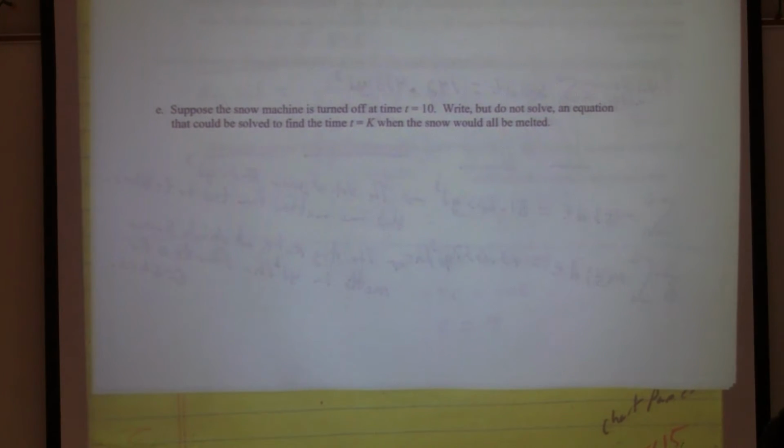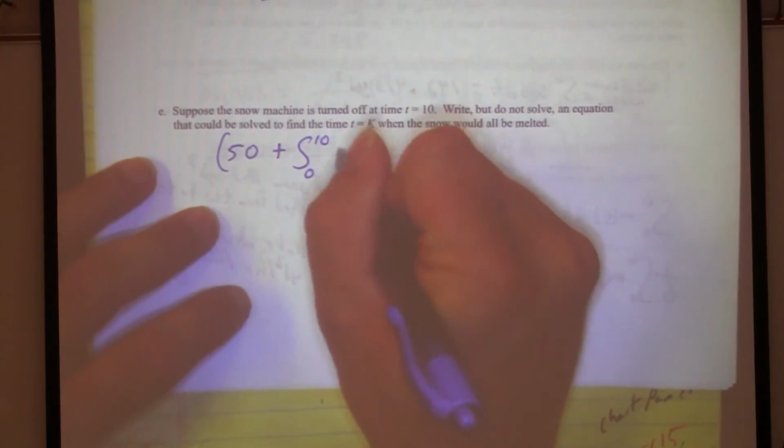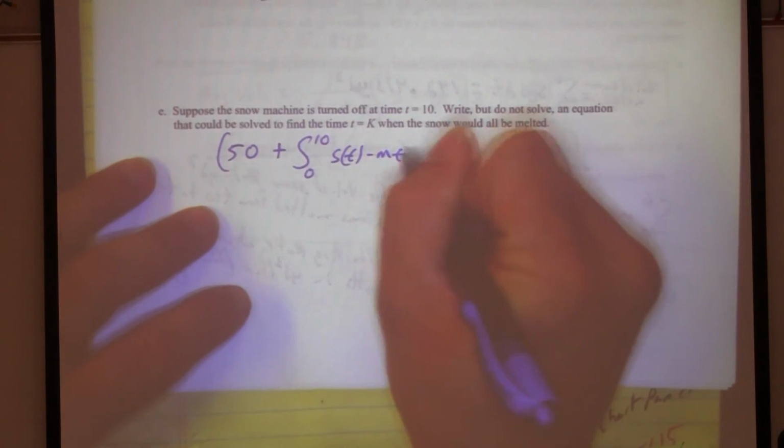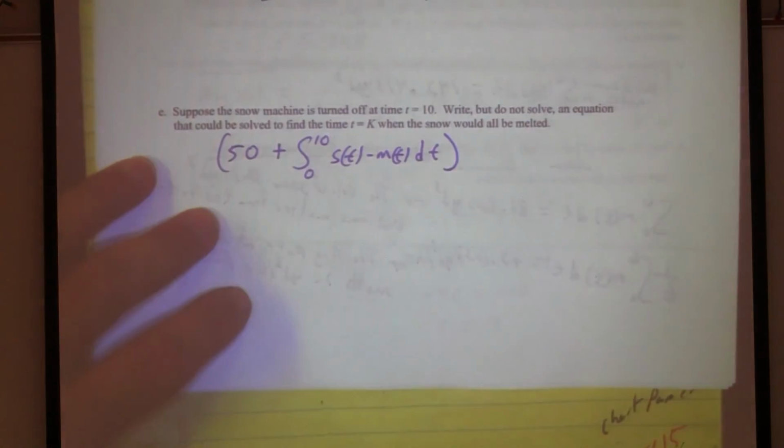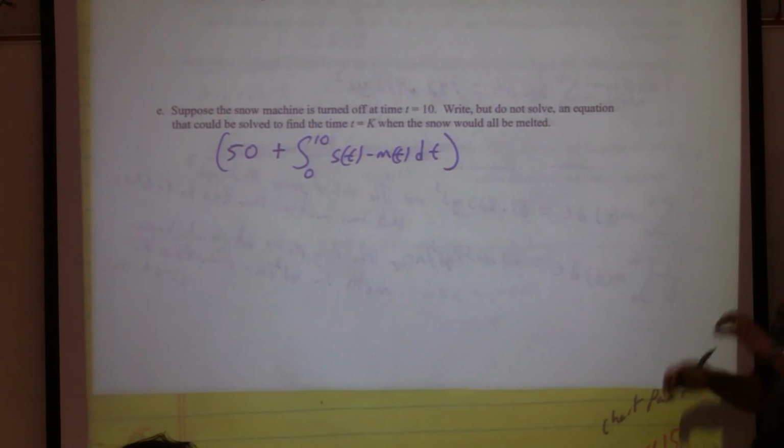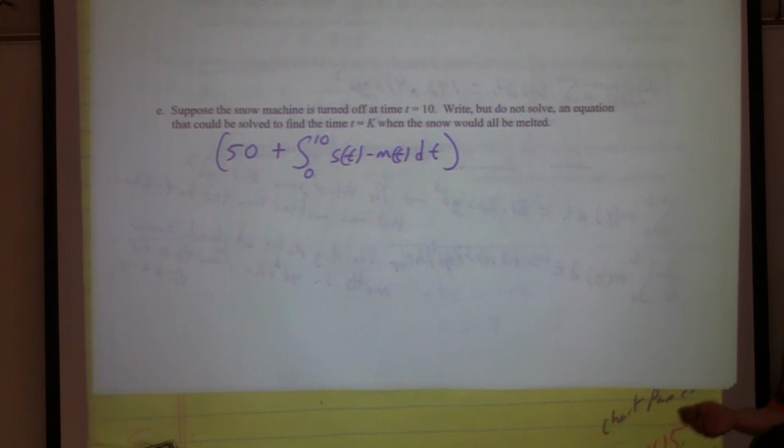So what would we have to take into consideration? What would we have to know first? Yeah, just the amount added from 0 to 10? We need to know V of 10. We want to know how much there is after 10 hours, right? So what would that be? That would be 50 plus the integral from 0 to 10 of s of t minus m of t dt. So that's how much snow there is after 10 hours, of the snow being added and the snow melting and whatever was happening in between.